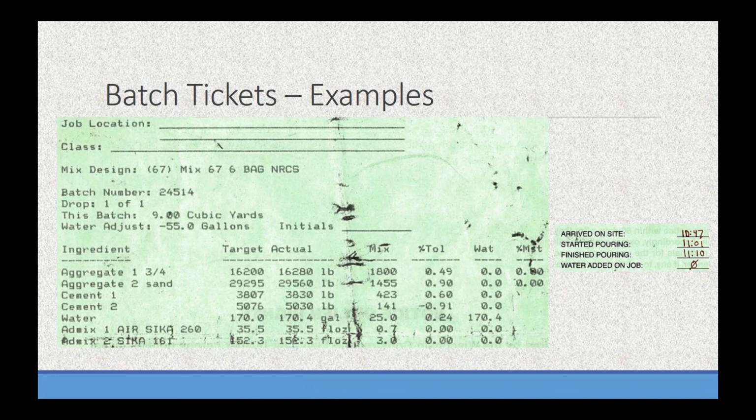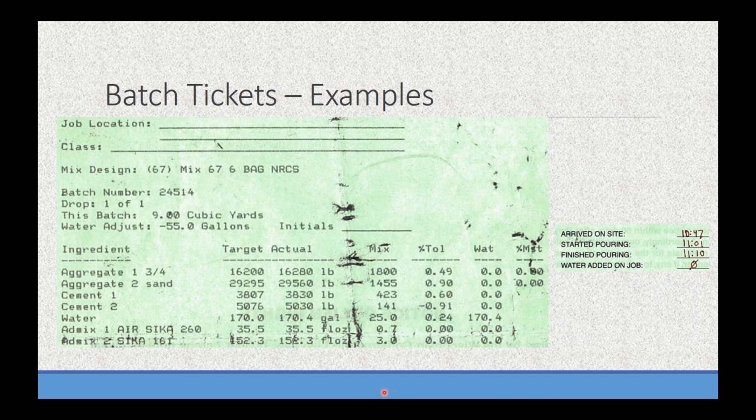Here's another example. It's set up slightly different, but it has a lot of the required information that we're going to need to see on a batch ticket. Some of the identifying information is towards the top. It's got the ingredient weights. It's got the amount of water.